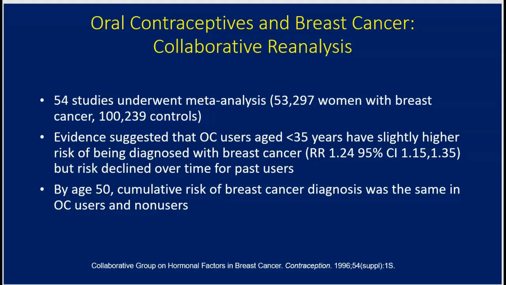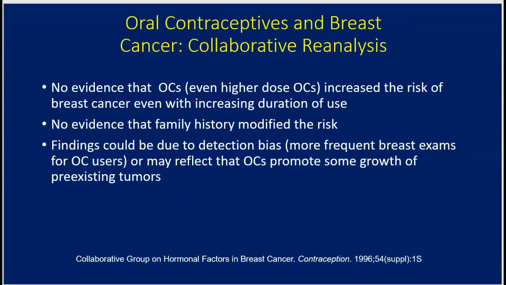By age 50, the cumulative risk of breast cancer diagnosis, in fact, was the same among OC users as well as non-users. And it also showed evidence that there was no reason to suspect that oral contraceptives, even higher dose oral contraceptives, increased the risk of breast cancer even with increasing duration of use. That is, did not show a duration effect. And there was no evidence that family history seemed to modify the risk among OC users.